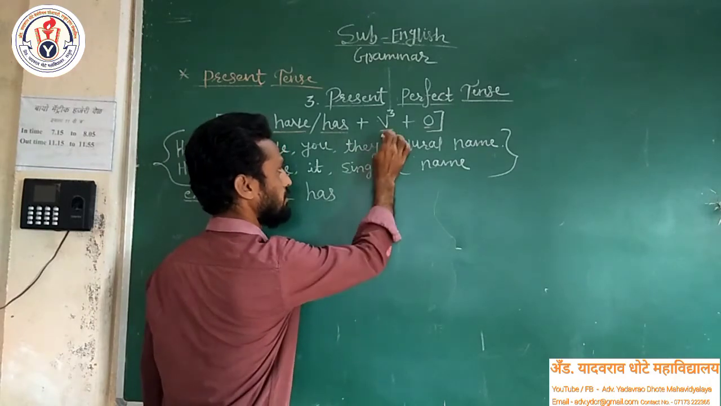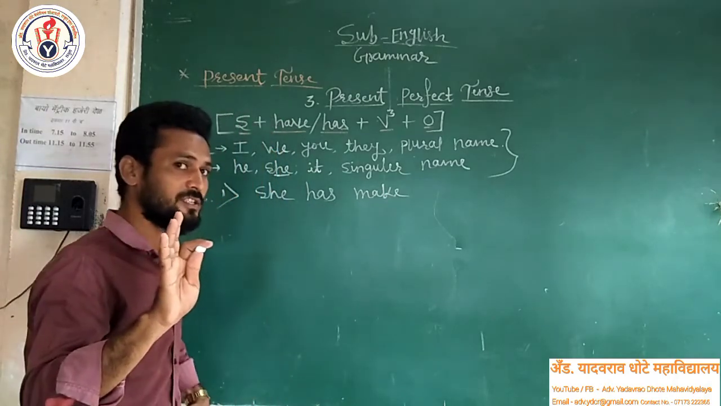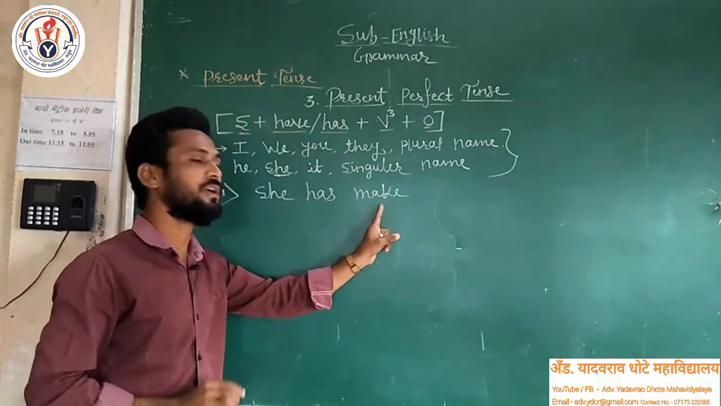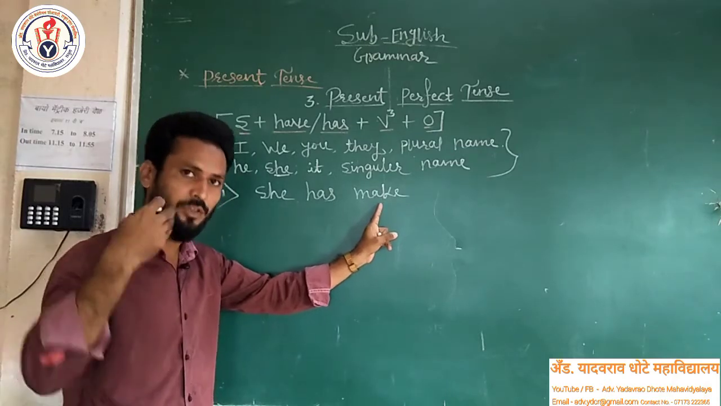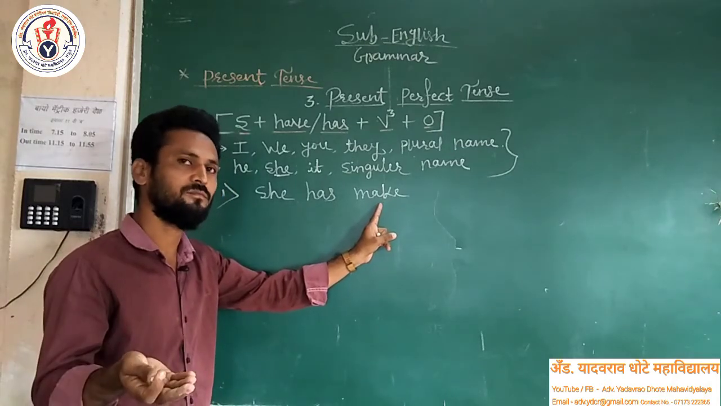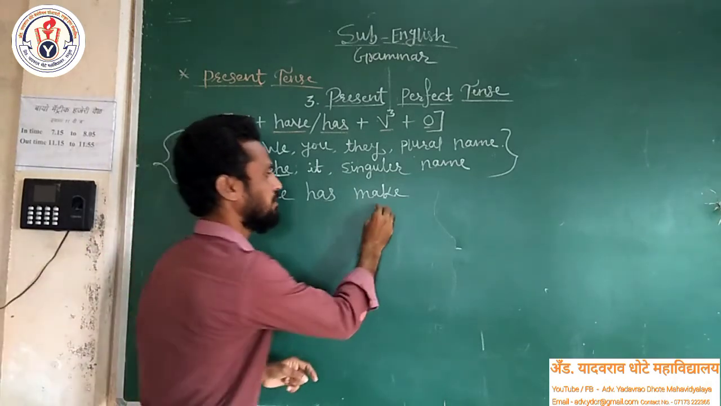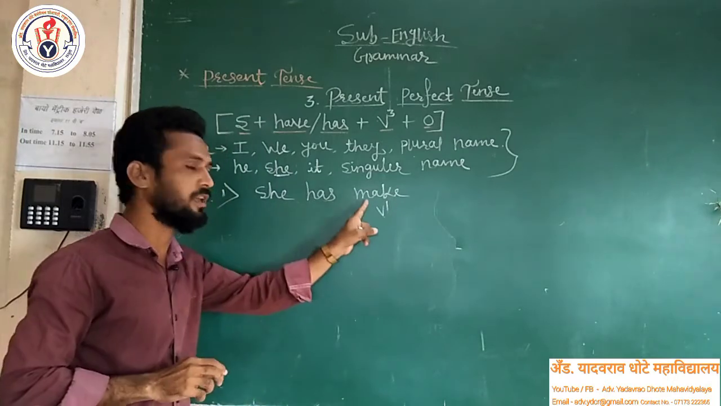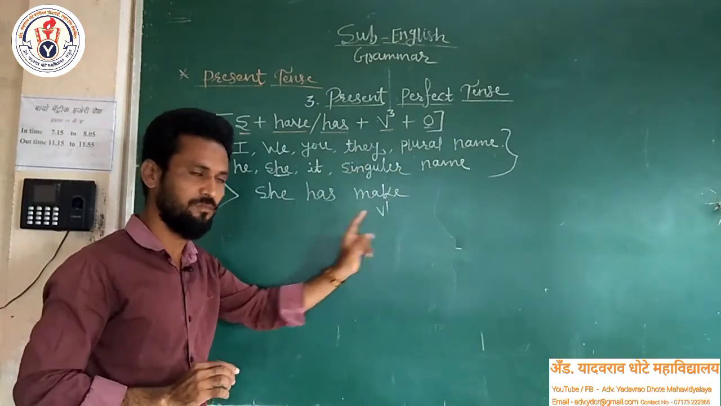Now the third step, that is verb. I have written make. But dear students, listen carefully. Make is the first form of the verb, that is V1. For your understanding, I am going to show it so. But we don't have to write V1 here. We have to write V3, the past participle form of the verb.